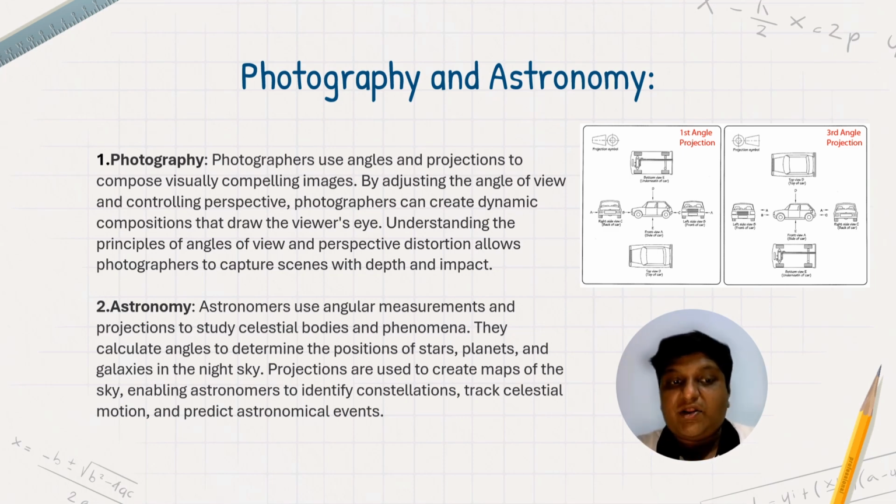Astronomy. In the field of astronomy, astronomers use angular measurements and projections to study celestial bodies and phenomena. They calculate angles to determine the position of stars, planets, and galaxies in the night sky. Projections are used to create maps of the sky, enabling astronomers to identify constellations, track celestial motion, and predict astronomical events.